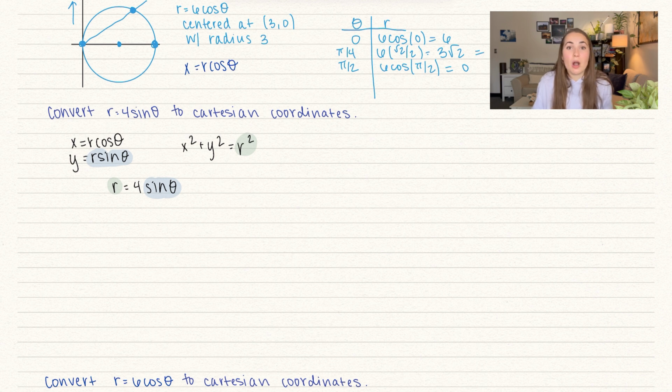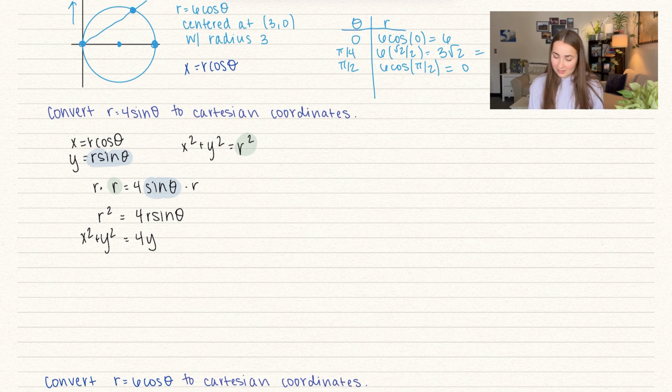I'm missing an extra r. So what we could do is just multiply both sides by r. Multiply this by r, multiply this by r. This way I get r squared is equal to 4r sine of theta, and now I can plug those in. I know r squared is equal to x squared plus y squared, and I also know that r sine of theta is equal to y.